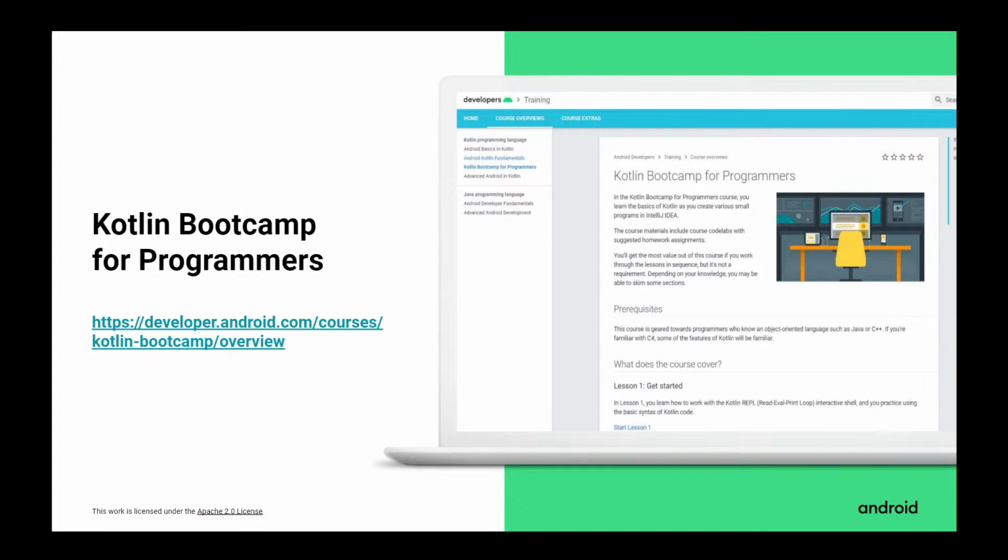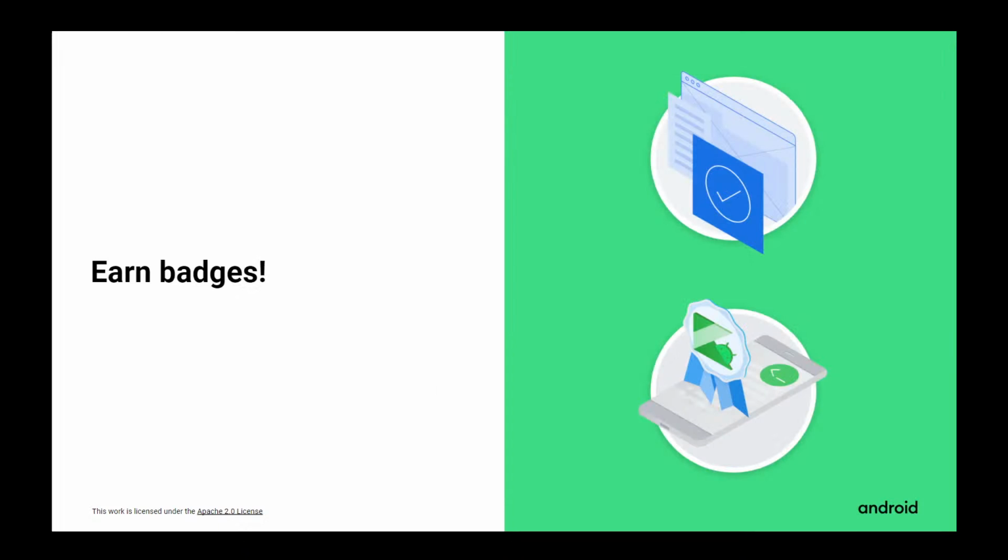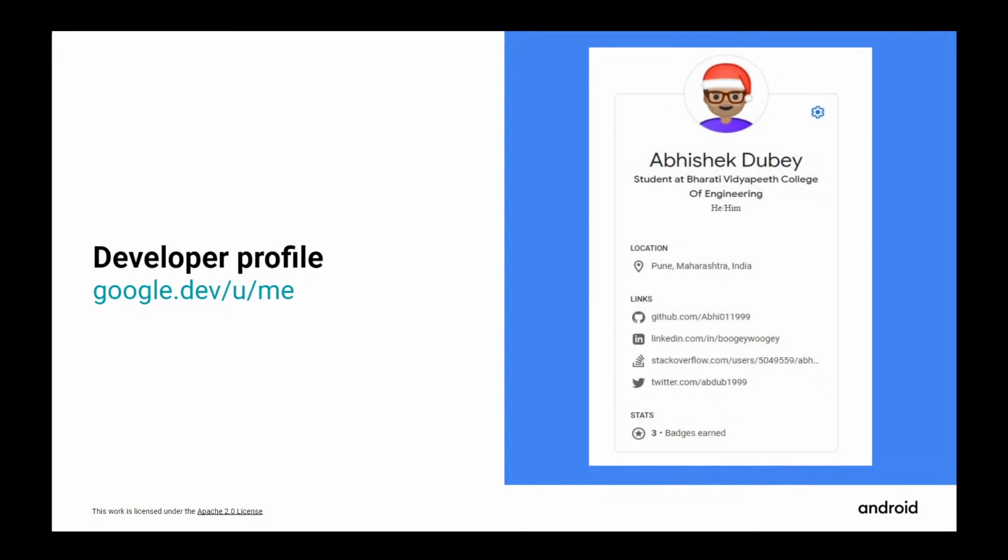There are also boot camps available for Kotlin. We are going to follow that in today's session. You can also take a quiz if you want. And after completing all the classes, you can also earn badges in all the units you complete. So you can earn badges and show them on your developer profile. A template developer profile looks like this. So you can add your social links also here, where you work or where you study.